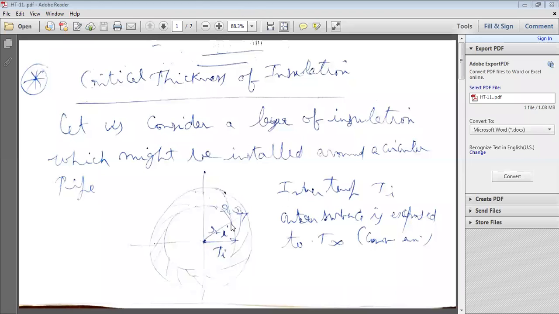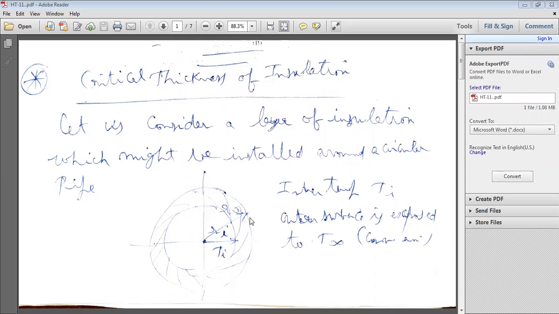To maximize or minimize heat transfer, we call it the critical thickness, that is, the critical thickness of insulation. For example, Ri is the inner radius and Ro is the outer radius. What will the outer radius Ro be? How much is the radius with insulating material, the outer radius of the insulating material? If we add insulating material on the surface of the pipe, Ro is the outer radius. Critical thickness means Ro minus Ri. This is the thickness of the insulating material, known as the critical thickness of insulation.